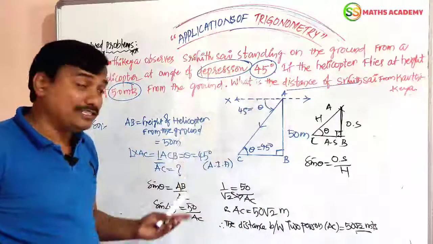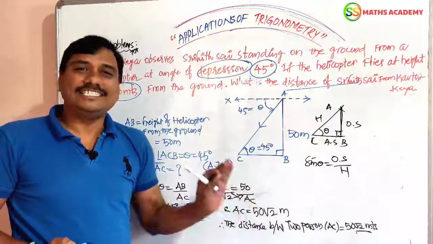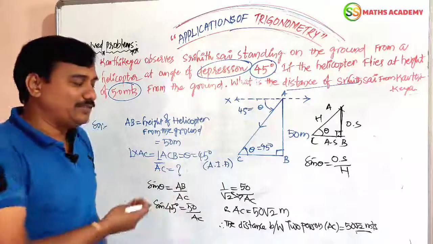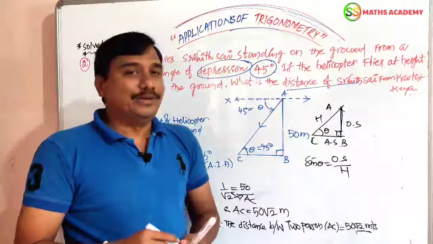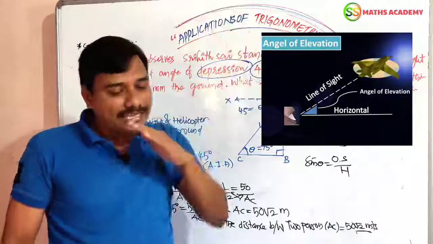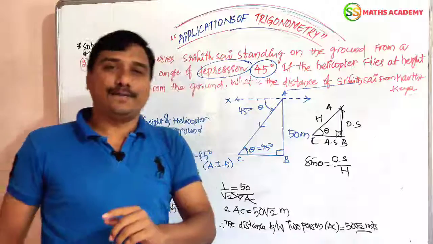By applying the sin theta trigonometric ratio, we found the answer in the easiest manner. The question is a large, huge question, but we got the answer in a very small way. Right friends, I hope you understood the concept of angle of elevation and angle of depression in the easiest manner by seeing these two examples.